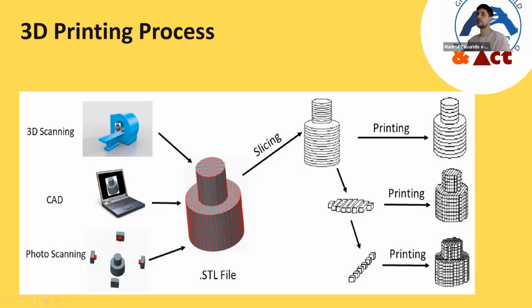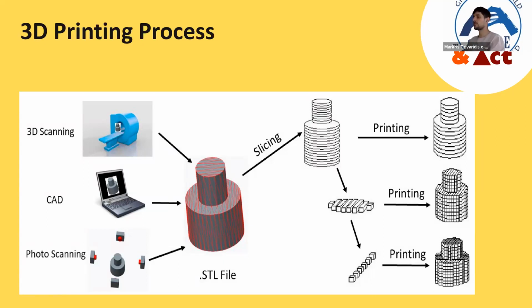As you can see on the third picture here, there is a way to take a lot of photos of an object, let's say of a burger, and put them in a program and create a 3D part. So these are the three basic ways you can do it.